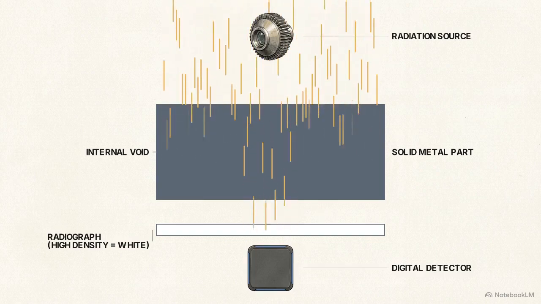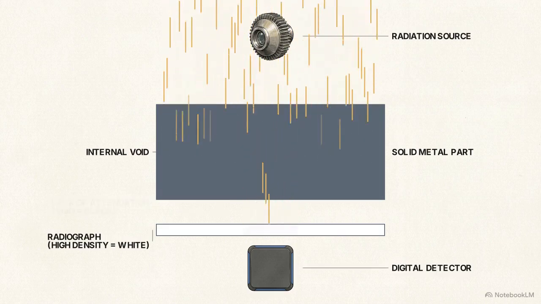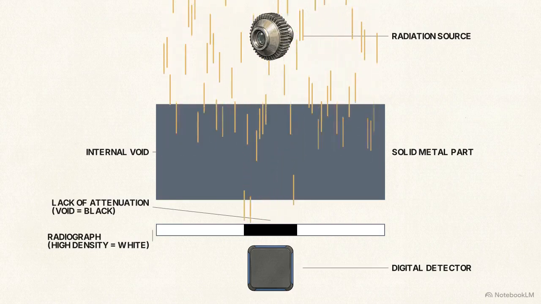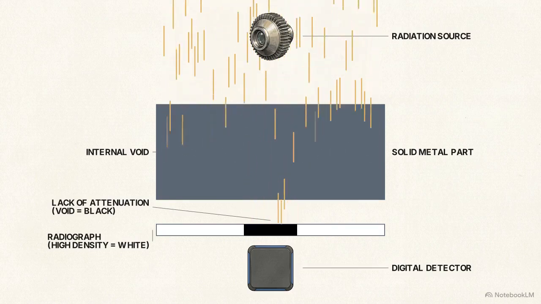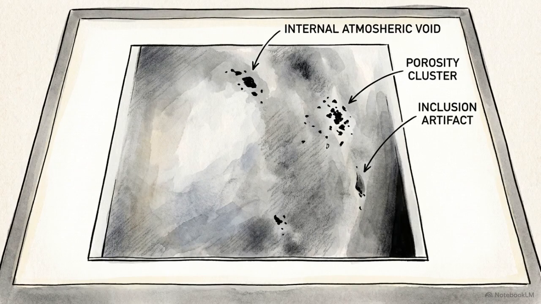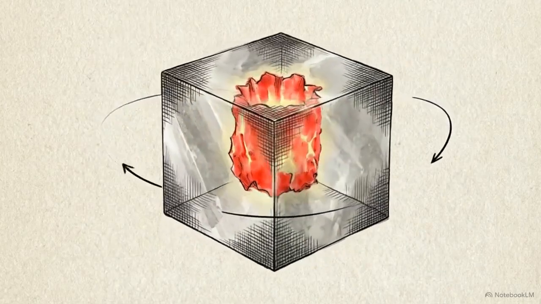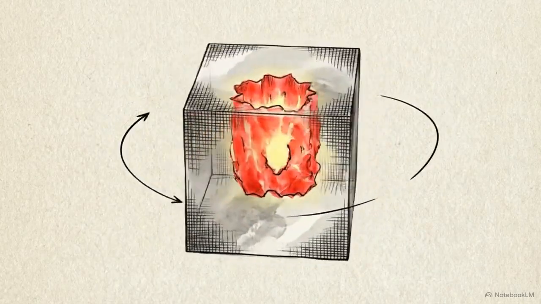However, when those photons hit an internal void or a pocket of trapped air, the physical resistance drops. The radiation passes straight through this empty space at near full strength, burning a dark black spot onto the radiograph. A trained inspector reads this resulting gradient of black, gray, and white to reverse engineer the internal three-dimensional structure of the part. Every dark spot on a radiograph is a literal map of missing mass, representing a structural weak point.